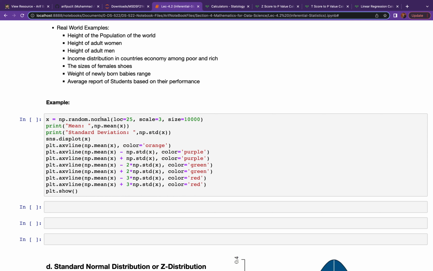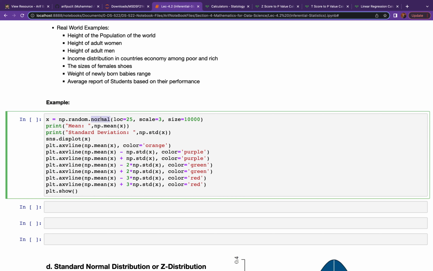Over here I have used the normal method of the random module of the NumPy library, and this call is going to generate 10,000 random values having a mean of 25 and a standard deviation of 3. Later I have used this displot method of Seaborn to draw the histogram of this dataset to visually see how this dataset is spread. I've used the axvline to draw vertical lines at the mean and at the first, second, and third standard deviation. Let me run the code of this cell.